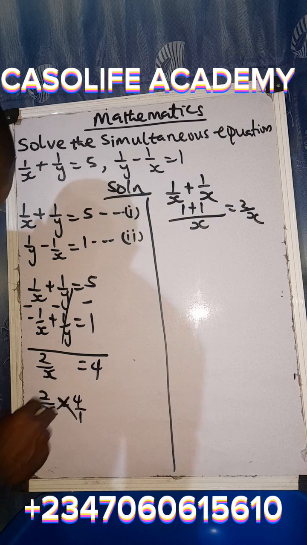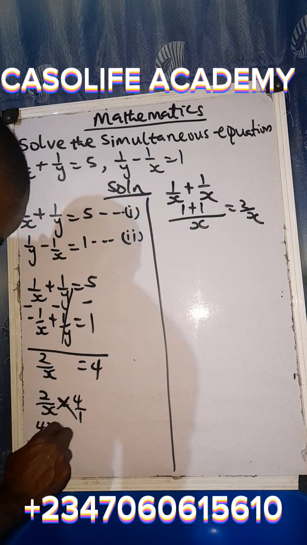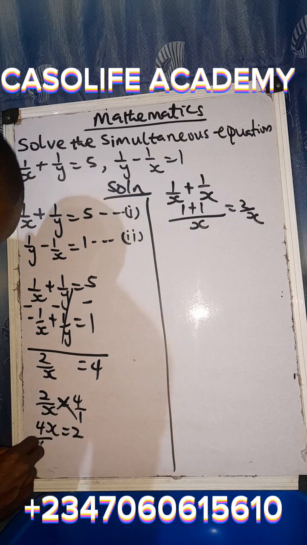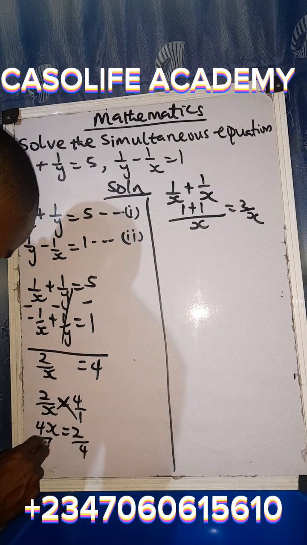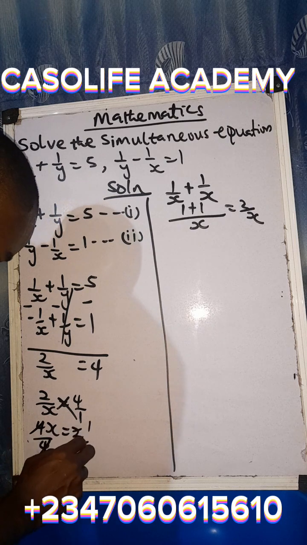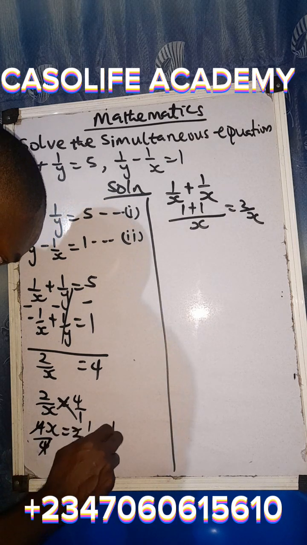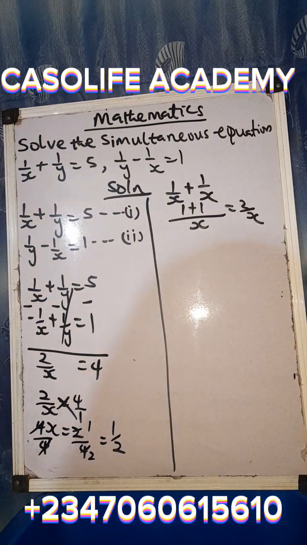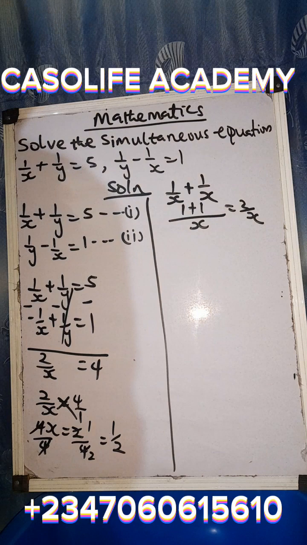When we cross multiply, we have 4x equals 2. We divide both sides by the coefficient of x, so we divide by 4 on both sides. The 4s cancel out, leaving 2 over 4, which is 1 over 2. So therefore x is 1 over 2.